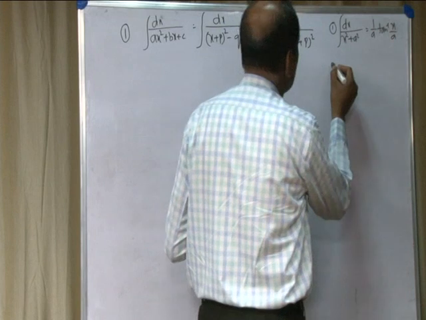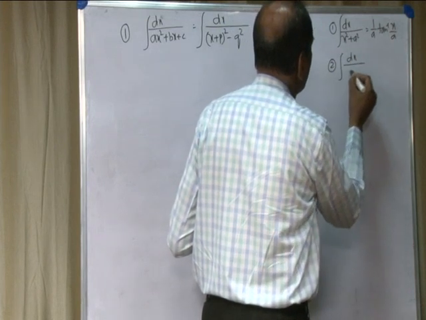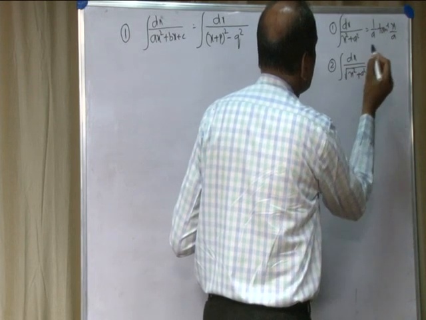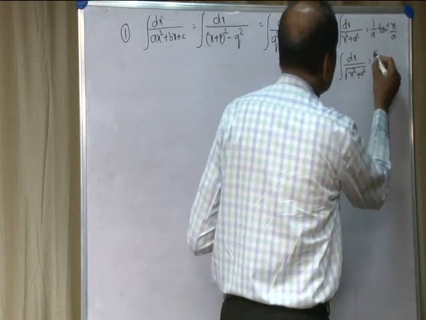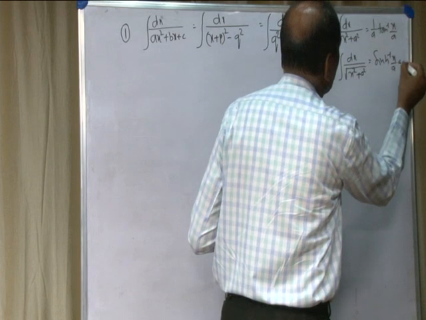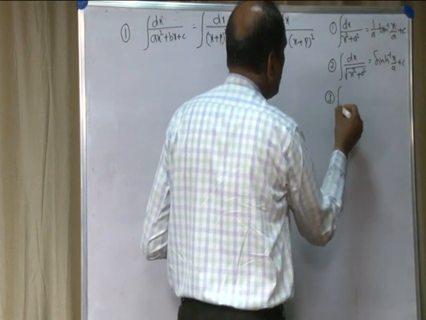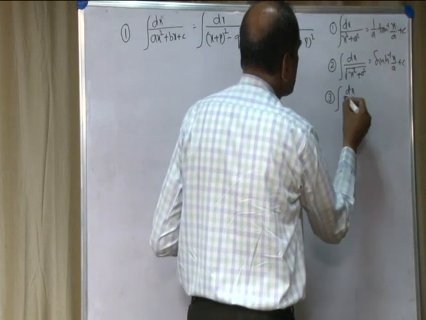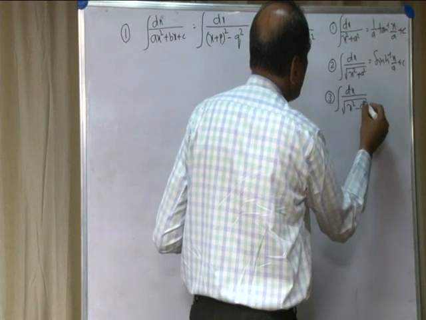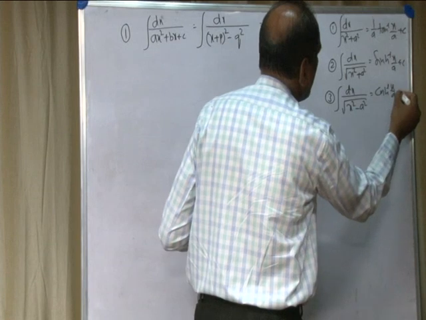Two more results are required. That is, integration of dx divided by root of x square plus a square is equal to sinh inverse x by a, plus c, the constant of integration. One more result that I am going to use today: dx divided by root of x square minus a square is equal to cosh inverse x by a plus c.